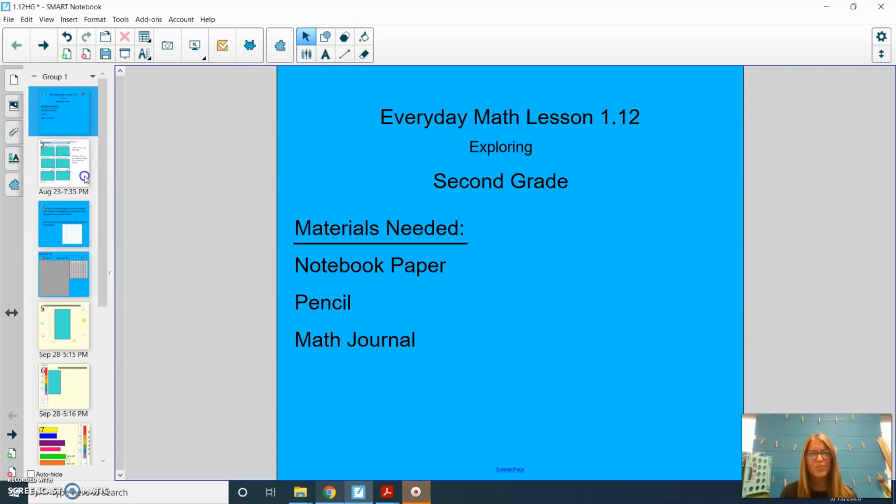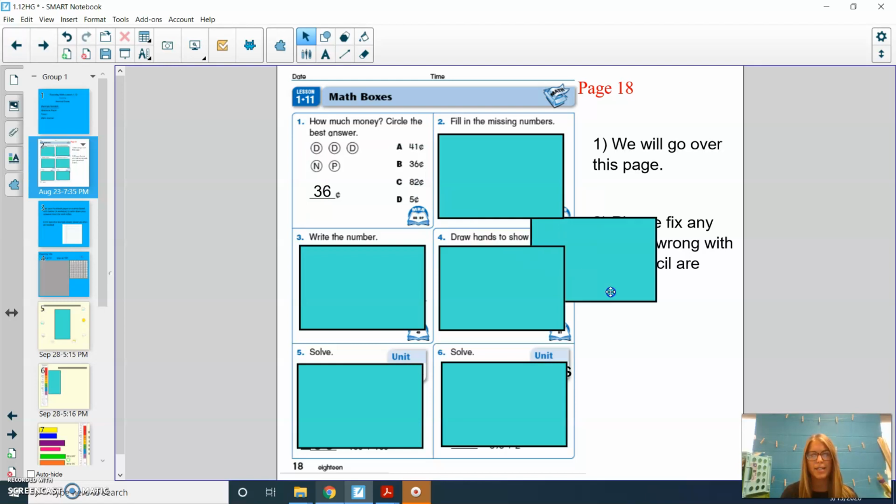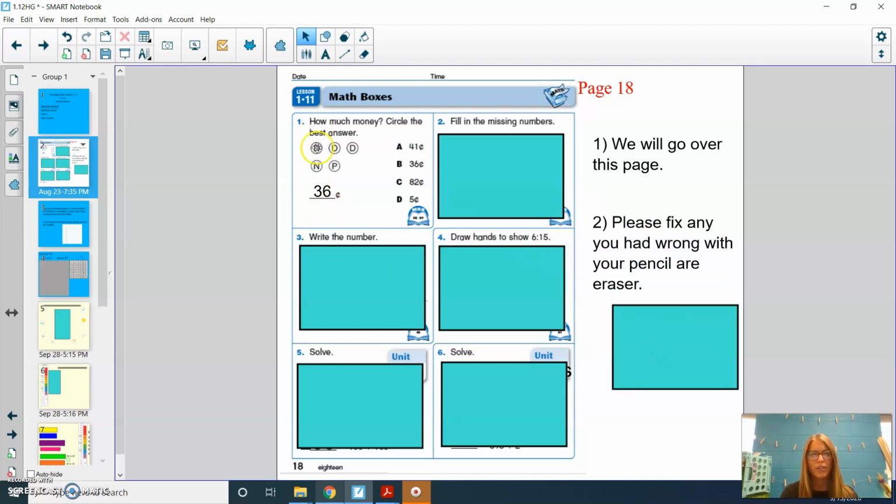Let's get started. The first thing that we're going to do is go over our math boxes from the previous lesson. If you're noticing that you have any mistakes, please fix those mistakes with your pencil and eraser. So for question number 1, how much money? Circle the best answer. So if I start counting my dimes, I have 10, 20, 30, then a nickel would give me 35 and a penny 36.